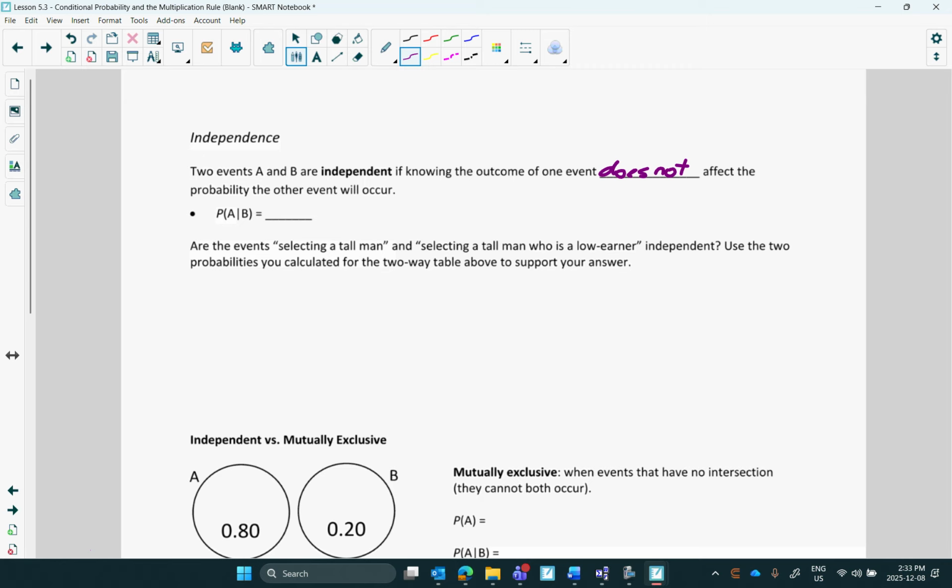So let's say I drew a king. Where's the kings? Can't find a king. There's a king. Okay, so I found a king. Put it back in. Shuffle again. What's the probability that I draw a king? 4 out of 52. So those events are independent, right? The first event did not affect the other.